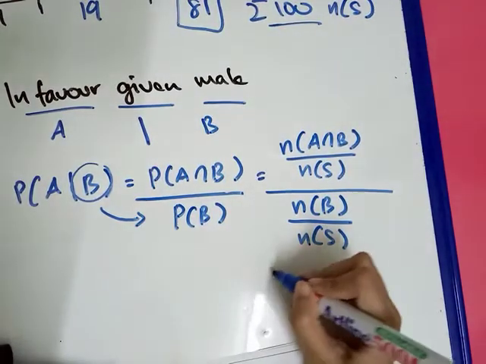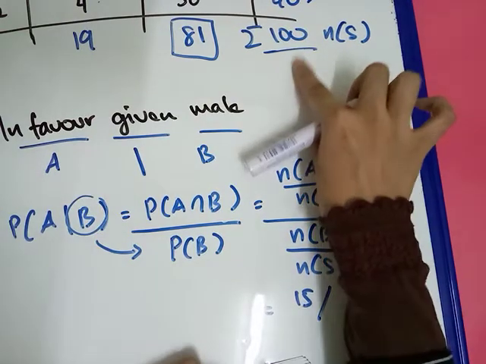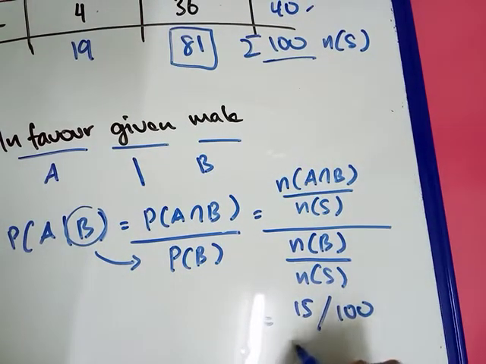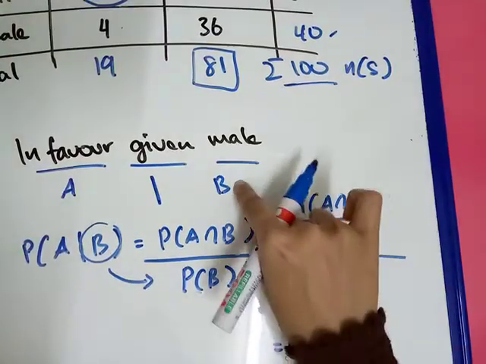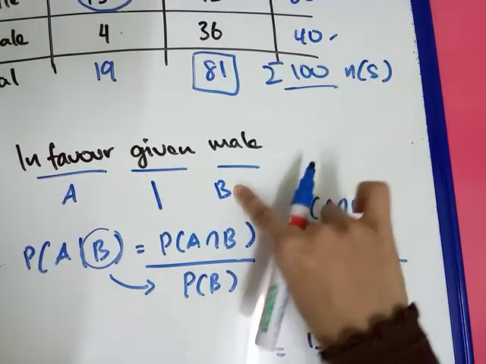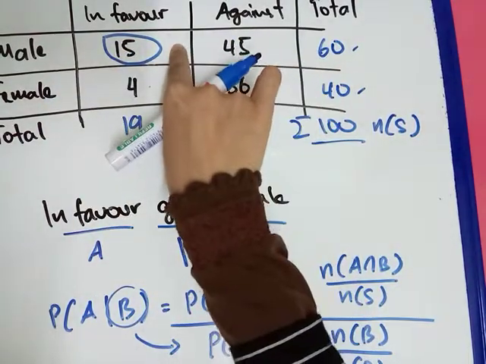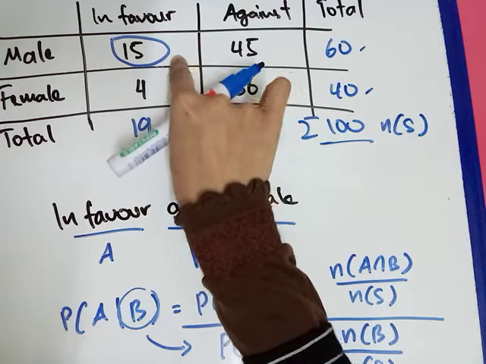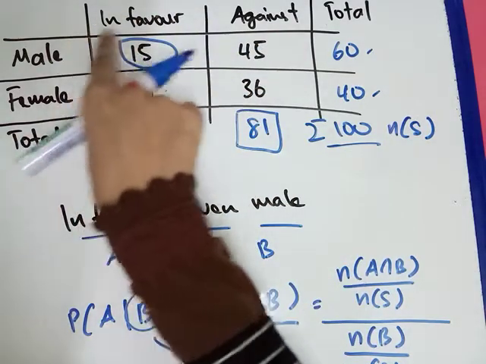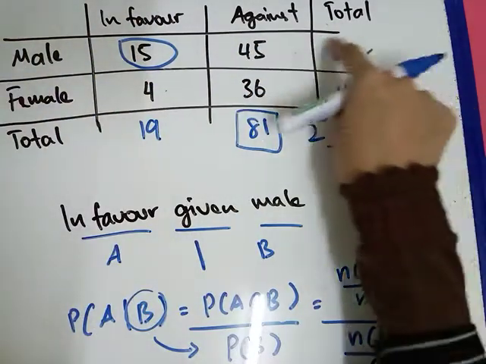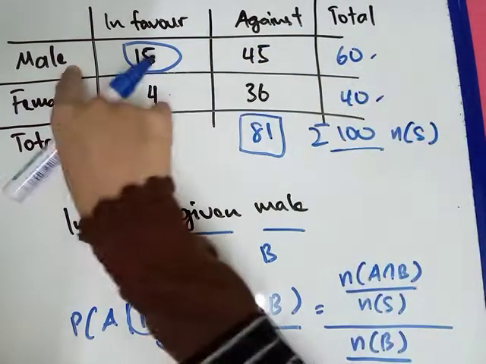Saya buat kat sini 15 over NS. NS we know that it is 100. Divide yang besar ni, NB, the number of element in set B. We know that B is male, tapi dia tak bagi tahu sama ada in favor ataupun against. Dia kata the number of element in set B, yang mana the number of element in male punya. That means kita ambil yang total 60. Dia tak mention in favor atau against, so kita ambil yang total for male 60.